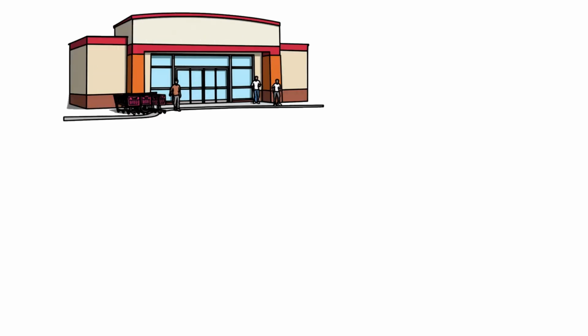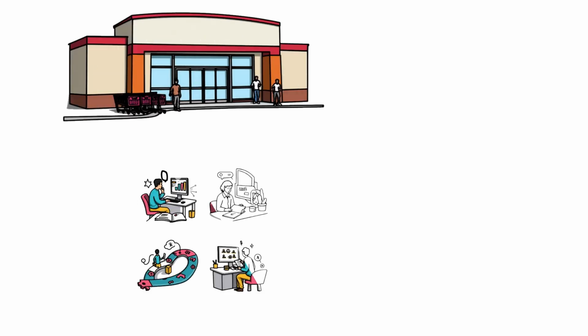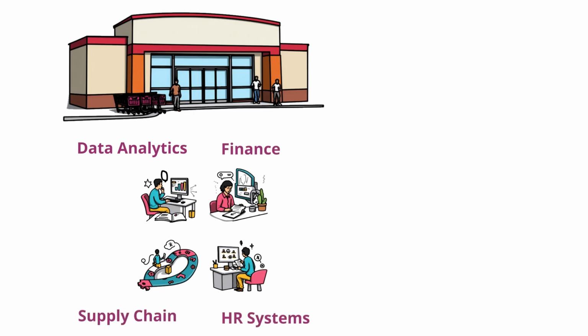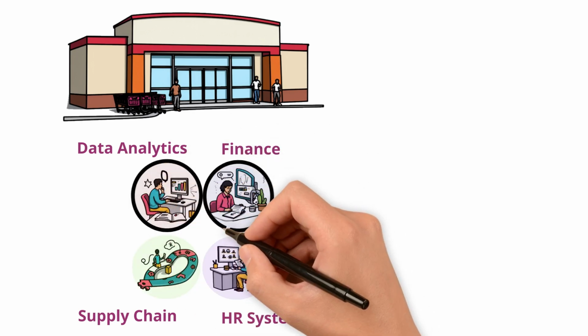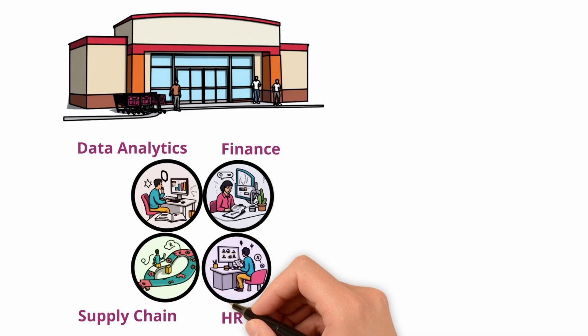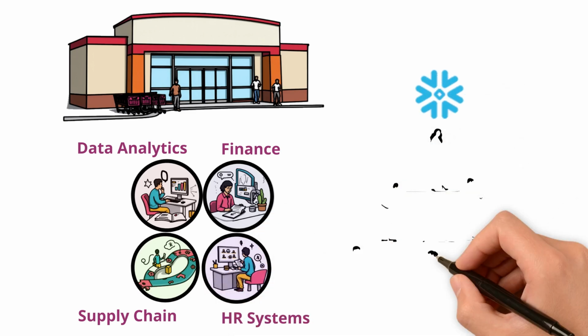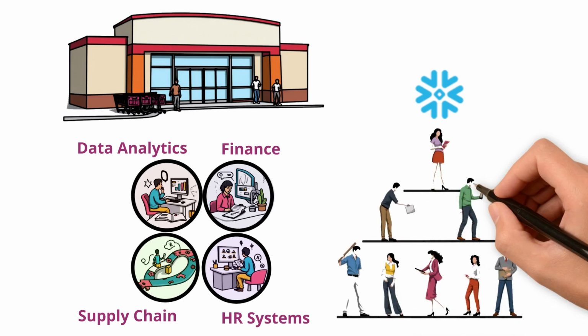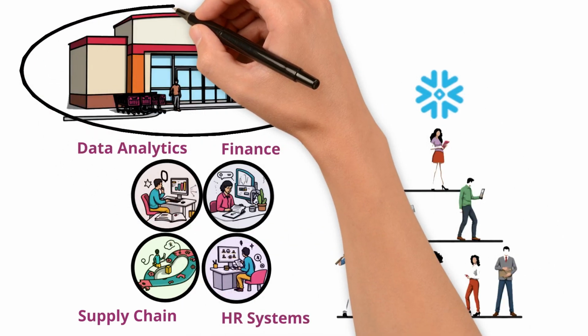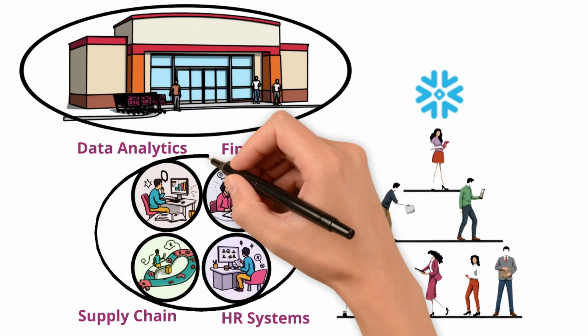Think of Walmart as a big organization running multiple departments like data analytics, finance, supply chain, and HR systems. Each department has its own responsibilities, and naturally, you need different people handling different tasks. Snowflake roles work the same way. They define who can do what and at what level, from organization wide control down to account specific tasks.